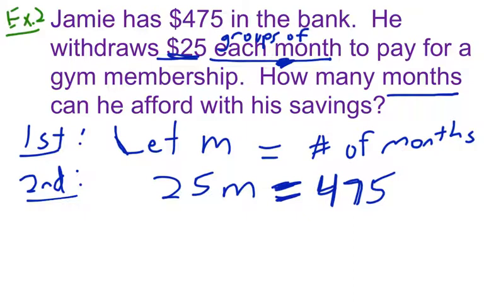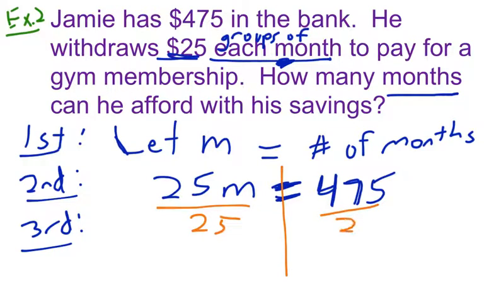Alright, so that makes sense for our second step. Third step is just to solve it. So inverse operations, we're multiplying by 25, the inverse is dividing. So divide by 25, and m is going to equal 19. So it'd be 19 months.